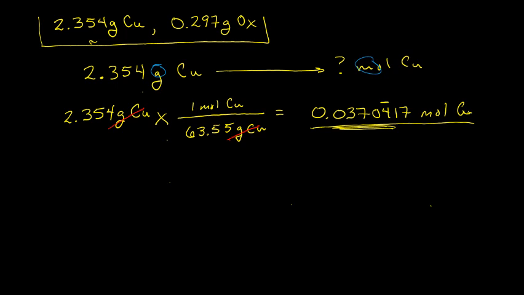All right, so this is our number of moles of copper, which we got using the mass of the copper and the molar mass of copper from the periodic table. Why don't you go ahead, hit pause, and then go ahead and calculate the number of moles of oxygen from this number, and then we'll compare our results.